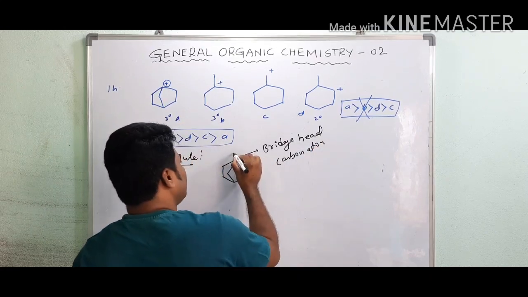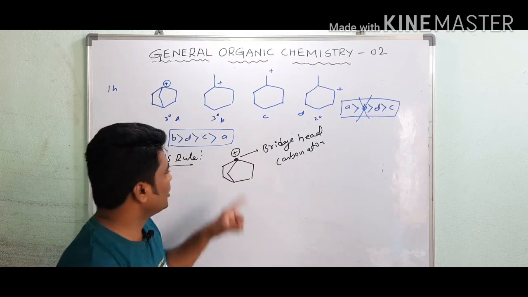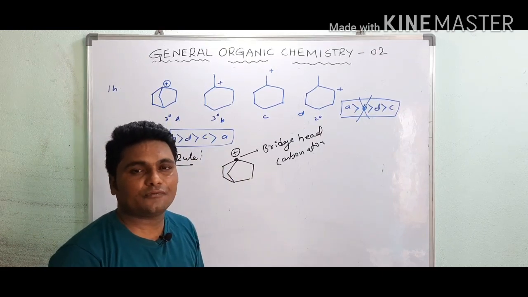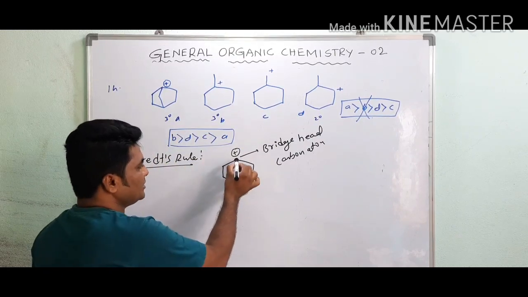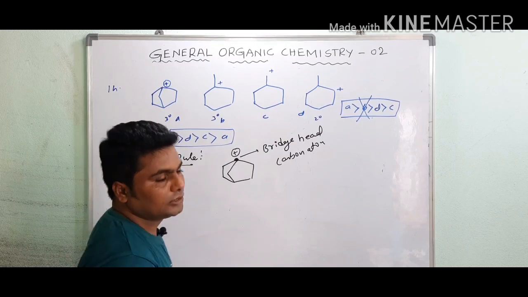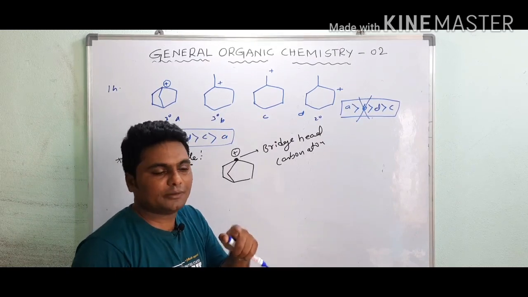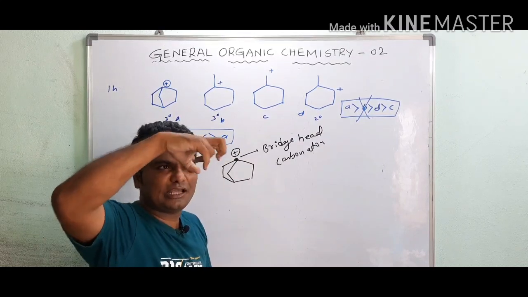See, if any positive charge is present here, what is the hybridization of the carbocation? sp2. What is the bond angle of an sp2 hybridized orbital? 120 degrees. Here, see, this bridgehead carbon atom does not come into the plane. sp2 hybridized means what? Planar, a trigonal planar structure.